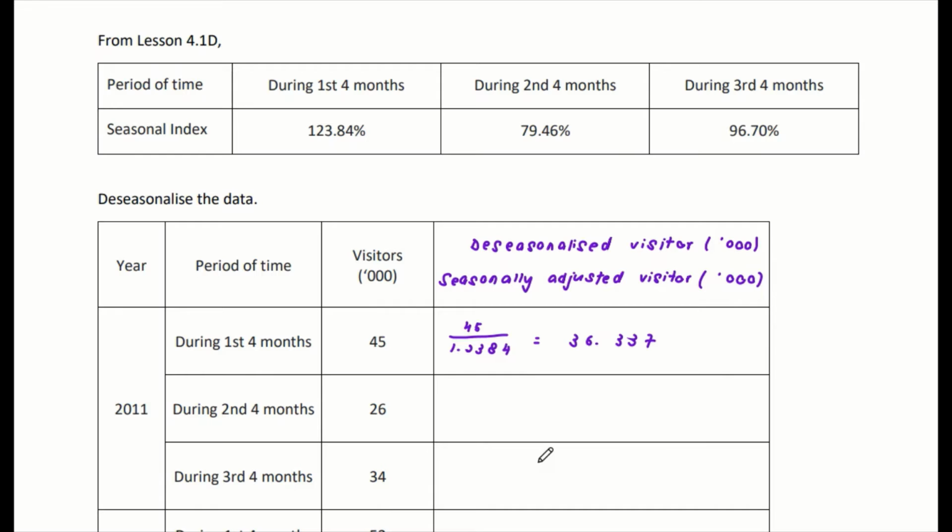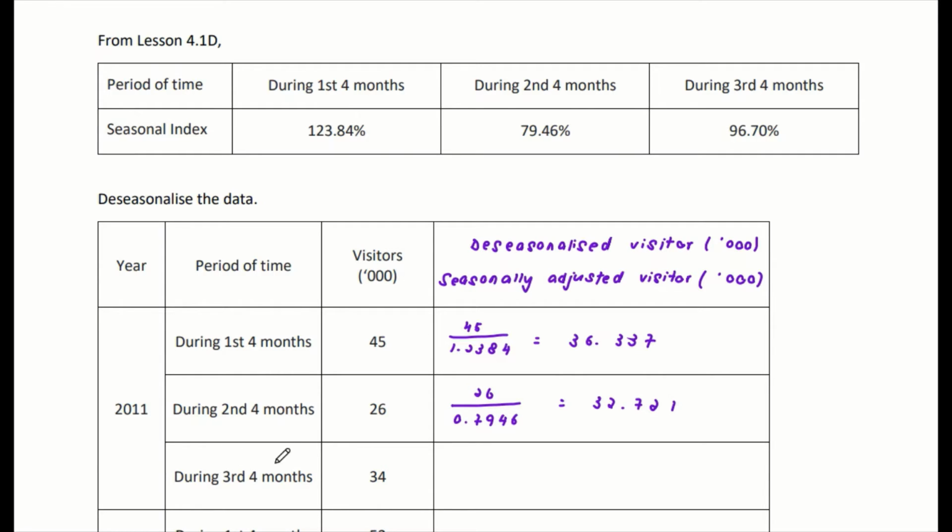Make sure that everything you do is consistent with what is given in the table in your exam. Then the second value is for the second 4 months, so the seasonal index will be 79.46. Remember to change it to decimal, which means 26 divided by 0.7946. From here, you'll be able to get 32.721. I think it's pretty straightforward, right?